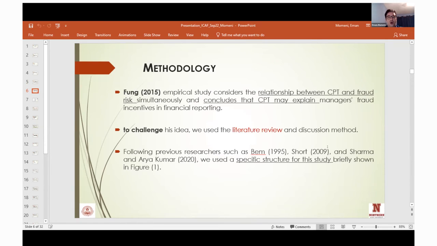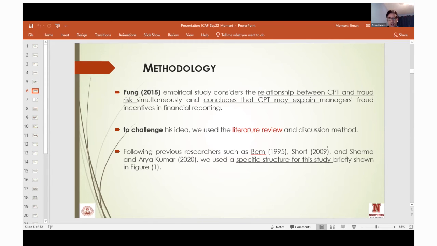Our main focus was on the issue presented by Fong 2015, an empirical study of the relationship between CPT and fraud risk simultaneously. He concluded that CPT may explain the manager's fraud incentive. In this paper, based on the literature review, we are going to challenge this idea about the capability of CPT in determining and explaining fraud risk theory.